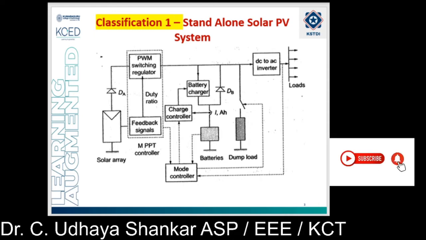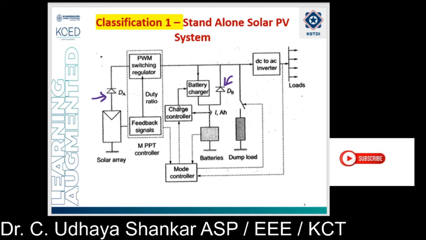Is it clear? So hope you are clear. So this is the block diagram of the standalone system. Here from this diagram you can see that in the standalone solar PV system there is an array diode. So this is called the array diode, and this is called the blocking diode, which is used to prevent the overcharging of the battery.